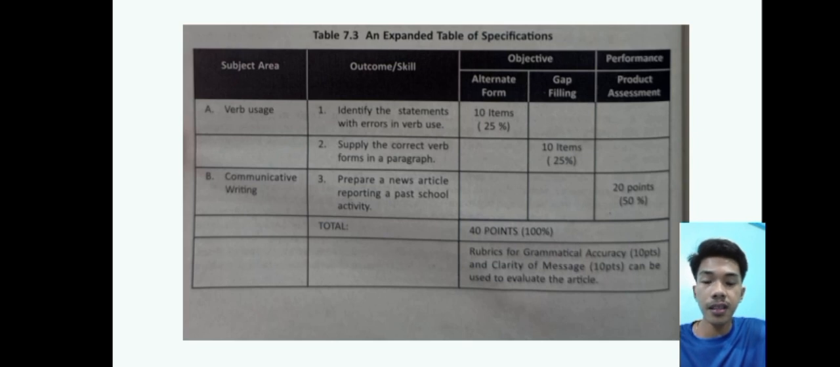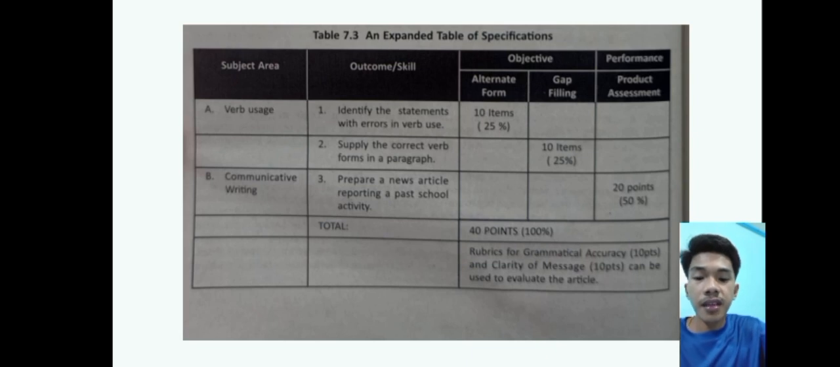For the performance task, it is a product assessment. For letter A, verb usage: first, the students need to identify the statement with errors in verb use, answering in an alternate form that has 10 items, equivalent to 25%. The second is to supply the correct verb form in a paragraph, answered in a gap filling type of test, with 10 items, also equivalent to 25%.